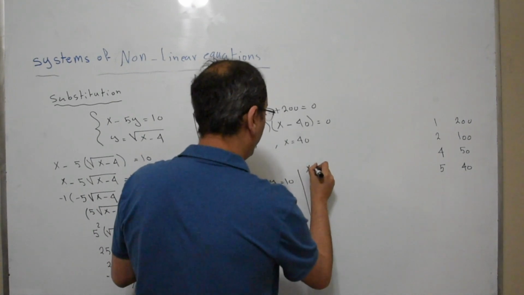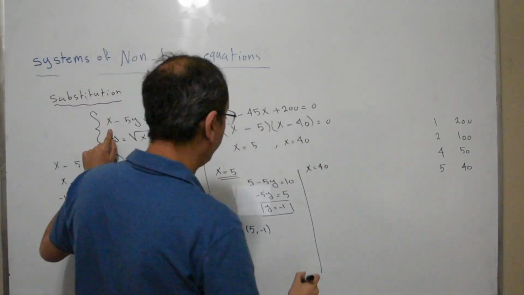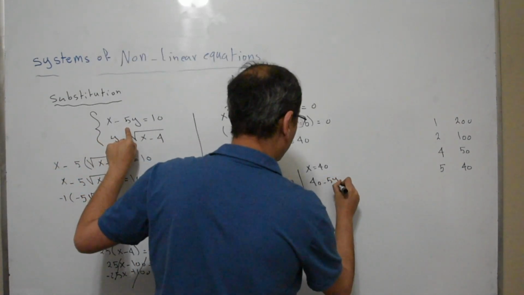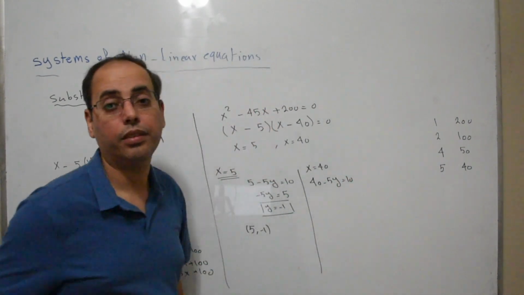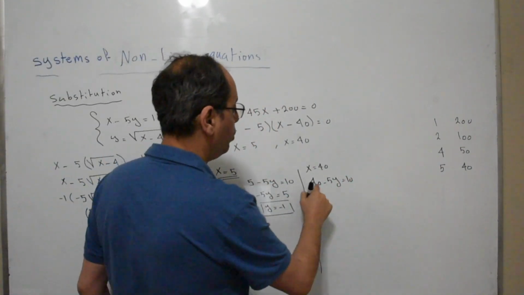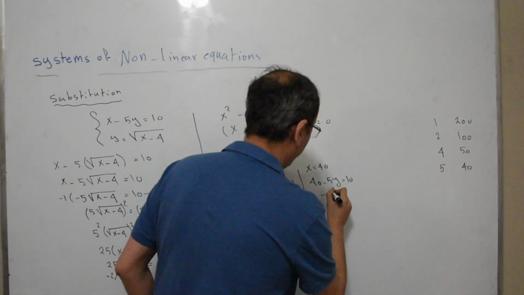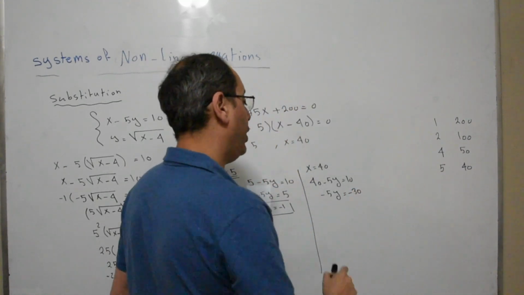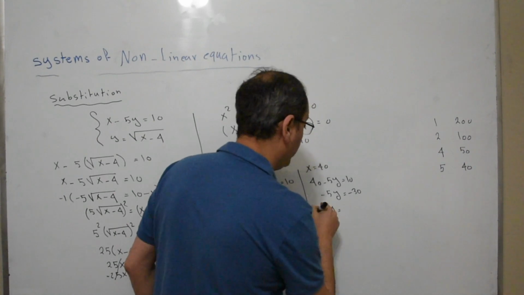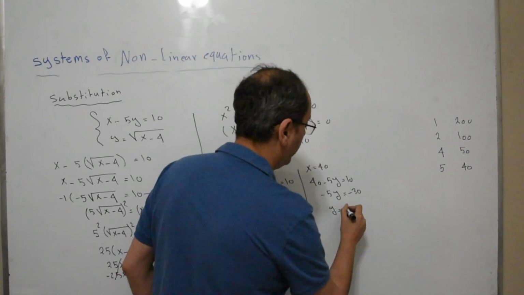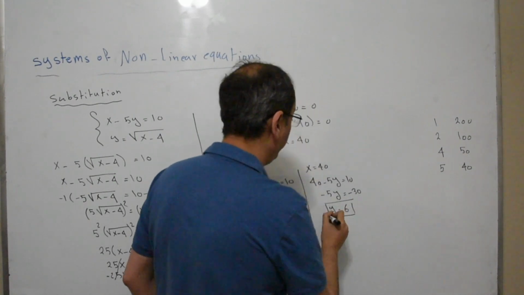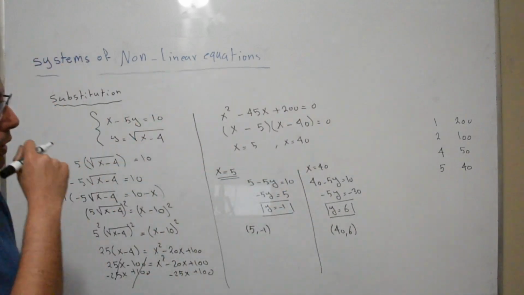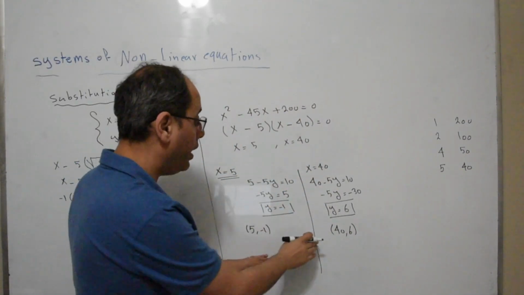X equal 40. So I have here 40 minus 5y equals 10. Okay, subtract 40 from both sides. So I have negative 5y. 10 minus 40 is negative 30. Divided by negative 5, so I have y. And divided by negative 5, I will get 6. So now I have the solution. It's 40 and 6. Okay? So now I have two solutions.